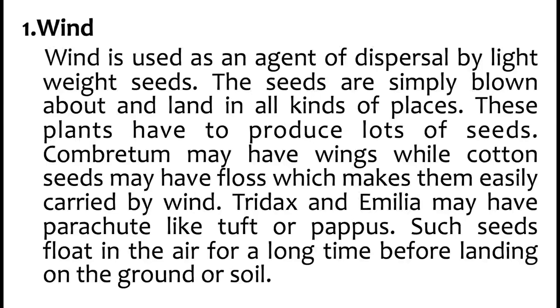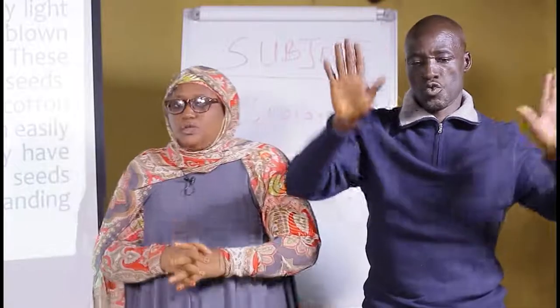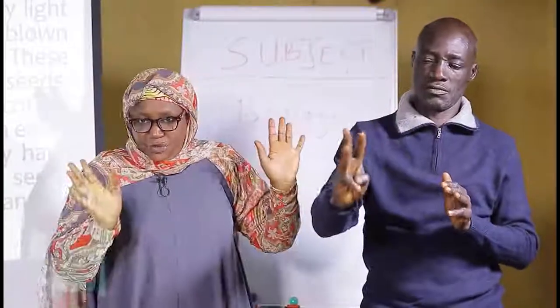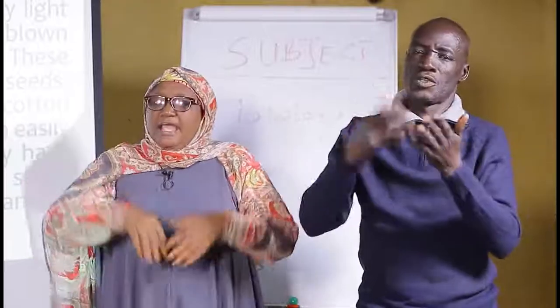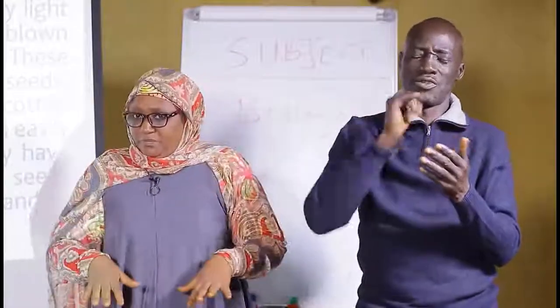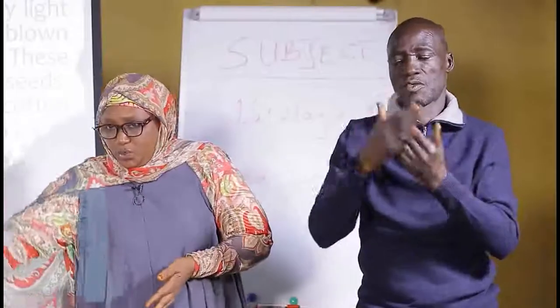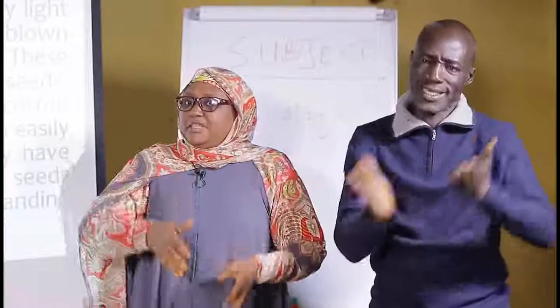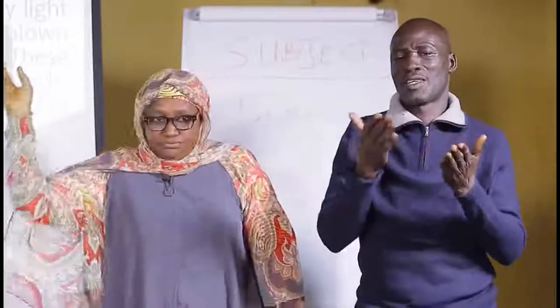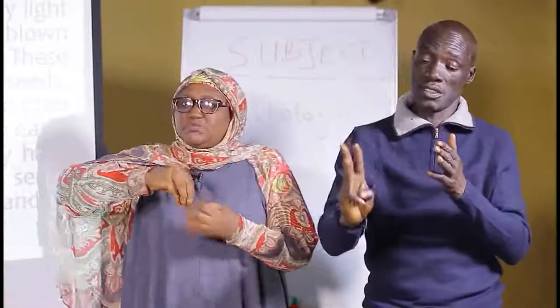Wind. Wind is used as an agent of dispersal by lightweight seeds. The seeds are simply blown out and land in all kinds of places. What we mean here is, all of you know what is wind. So there are some plants whose seeds are light, meaning they are not heavy. They can be easily carried by wind. And you know wind carries light objects. There is no way I think wind can take a stone to fly. You know, it has to be something very light.